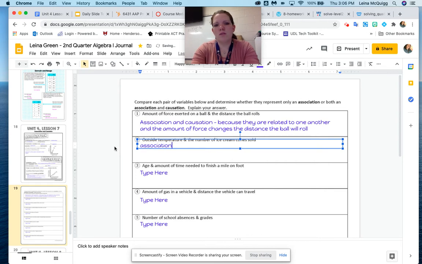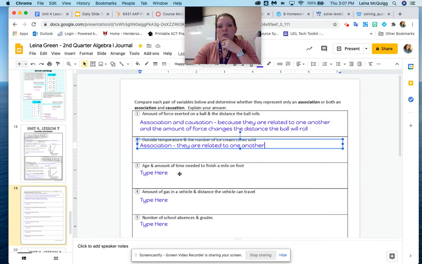Because they are related. But does the temperature outside change or affect the number of ice cream cones sold? Not necessarily, because we could have a really cold day and still sell a whole lot of ice cream. So they're not necessarily directly affected. It doesn't necessarily change the number of ice cream cones sold, okay?